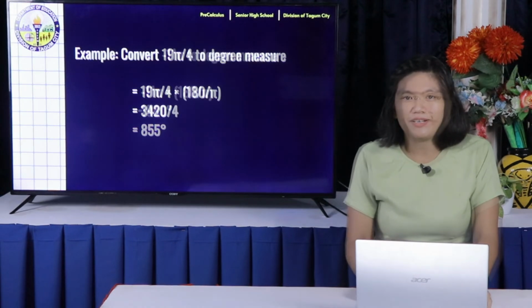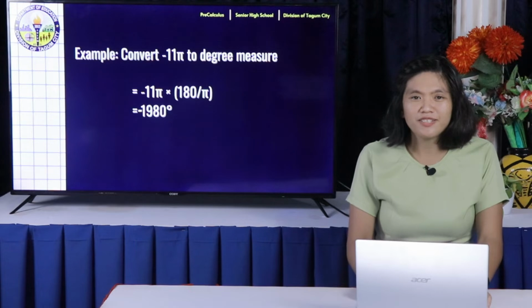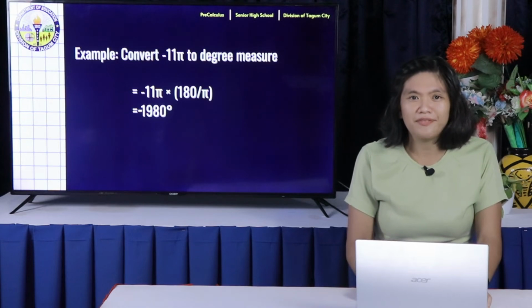Easy, right? And for the last example, let us do negative 11 pi. Can you do this one on your own? Great! So what's the answer? We have negative 1980 degrees.